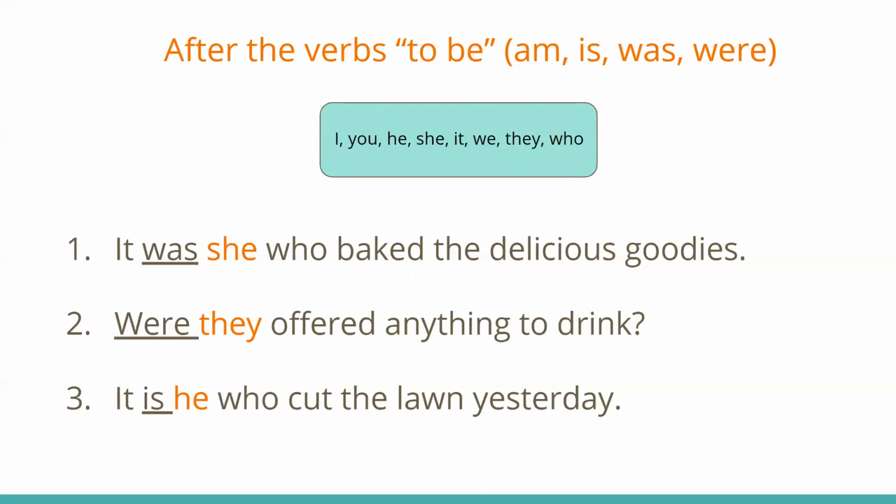You see, for all these examples, I have underlined and highlighted important words and details. And you should also do this. It shows that you are recalling the rules or the guidelines. So when you have an assignment or exercise to complete, this is how you must approach it. Underline relevant words. Number 3 says, it is he who cut the lawn. Is the verb to be. Therefore, a subject pronoun is used.